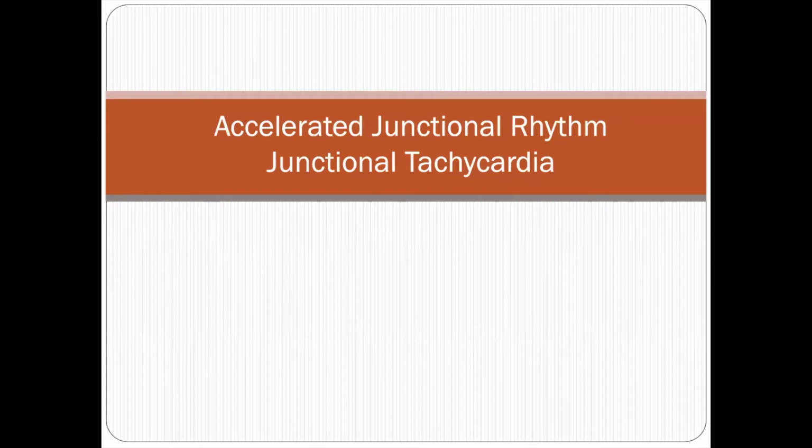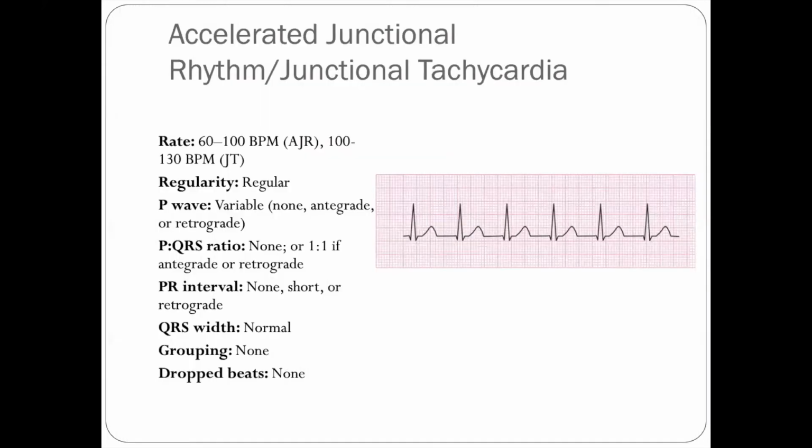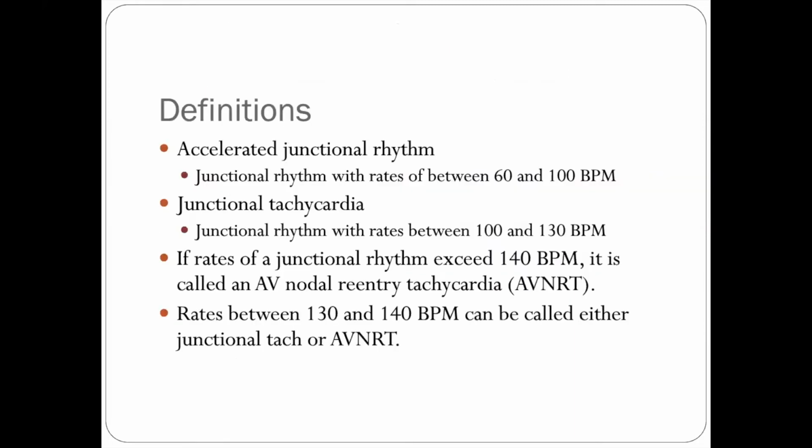If our junctional escape rhythm starts moving at a rate that's higher than 60 but less than 100, then we call it accelerated junctional rhythm. All the rest of the characteristics are the same as junctional rhythm. The tachycardia happens when it's over 100. The rates of a junctional rhythm that exceed 140 beats per minute is something that we usually refer to as AV nodal reentry tachycardia, which I'm going to talk about in just a moment.